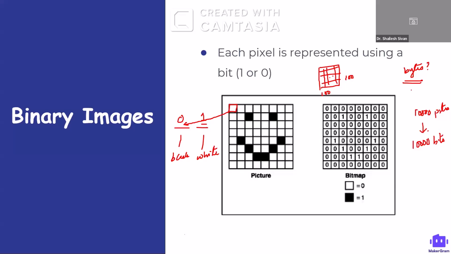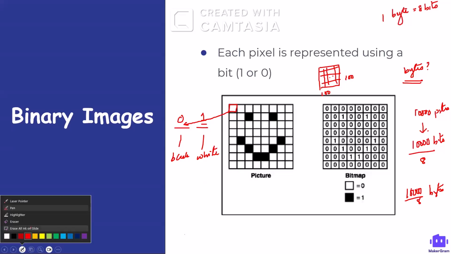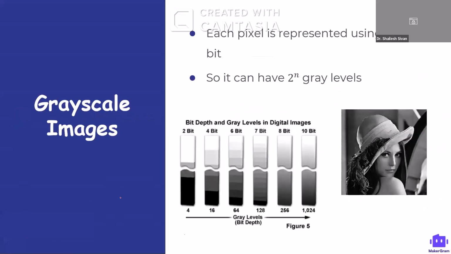And we know 1 byte is equivalent to 8 bits, right? So how many bytes are there? 10,000 by 8. Is that clear? So 10,000 by 8 bytes is actually needed for representing this image. Hope it is clear, right? Everyone? Yes, sir.